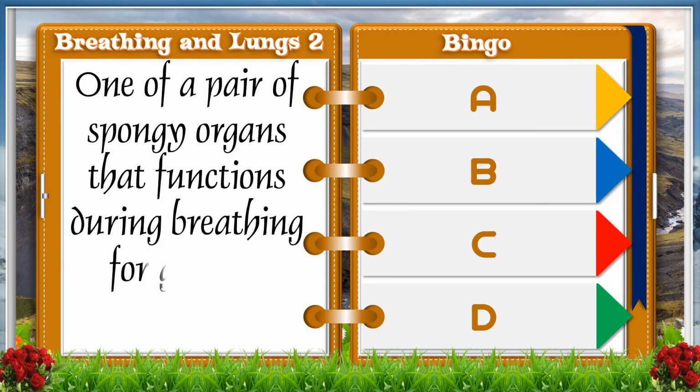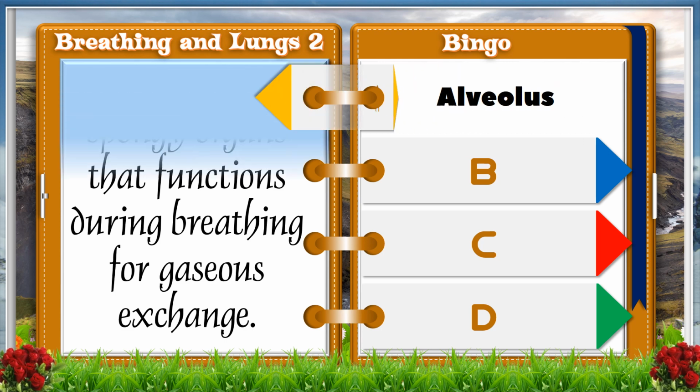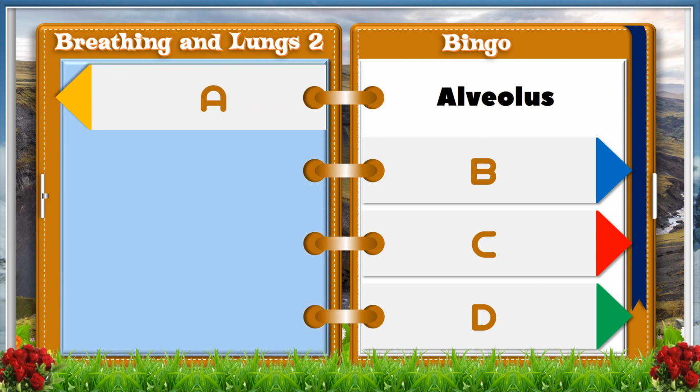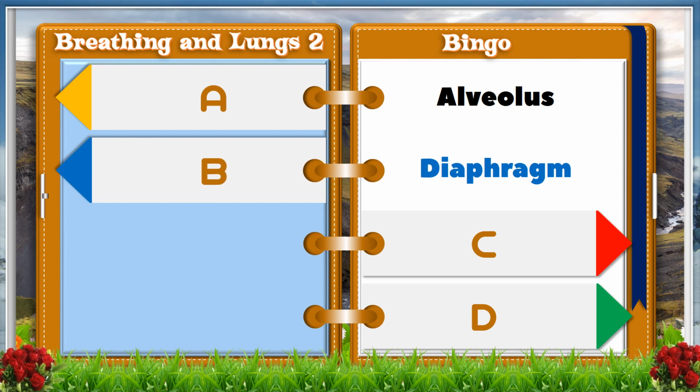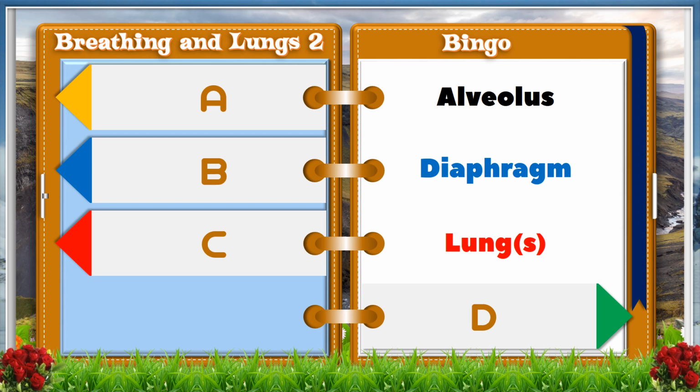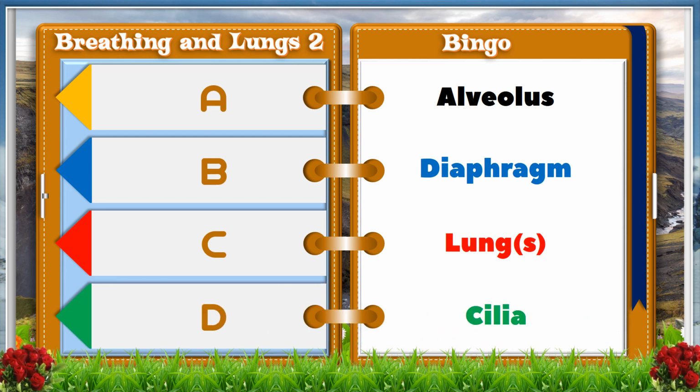One of a pair of spongy organs that functions during breathing for gaseous exchange. A. Alveolus. B. Diaphragm. C. Lungs. D. Cilia. And the answer is C. Lungs.